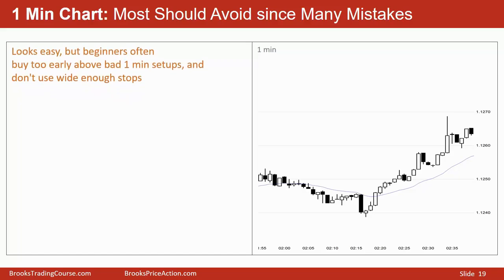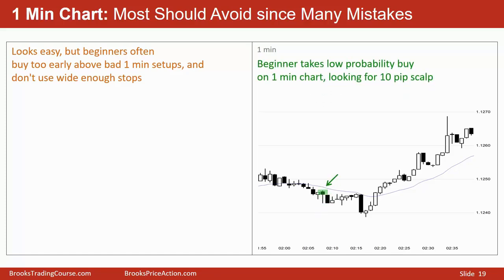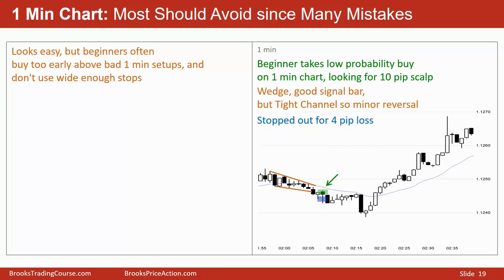Another problem that beginners have is they don't use stops that are wide enough. For example, let's take a look at over here. He ends up also taking low probability trades. You got a bull reversal bar here, possible final flag. He buys here. He sees a wedge bottom maybe. However, he ignores the fact that it's a wedge bottom, but the channel is extremely tight. So therefore the reversal up is probably minor, maybe a pip or so, and then failed. So yes, you do not lose much money, but you lose often and all day long.